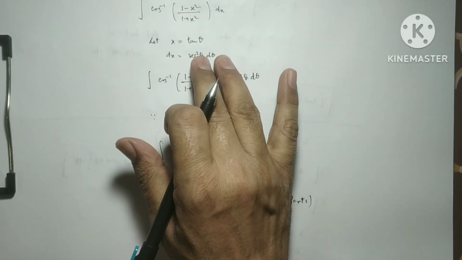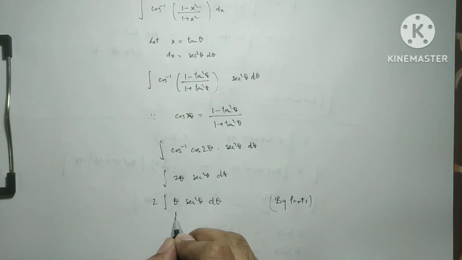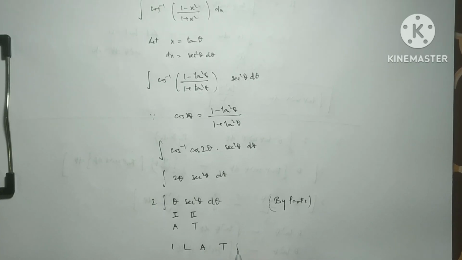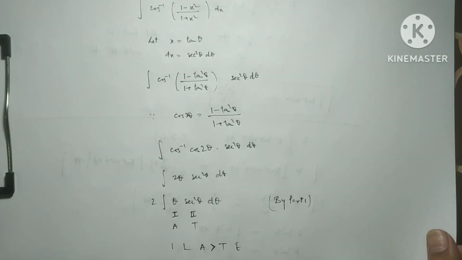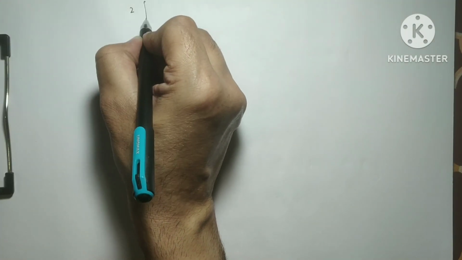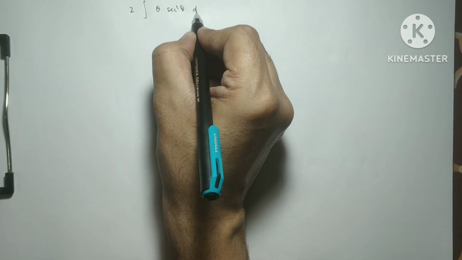So first we use substitution, and right now we are using by parts. So it is the first function according to ILATE, and this is a trigonometric function. This is algebraic and this is trigonometric. When we use ILATE and order these two functions, the algebraic function has higher priority, so it will be in first position. Now we use the multiplication formula or by parts. So we have 2 outside the integration. So it is theta sec square theta d theta.